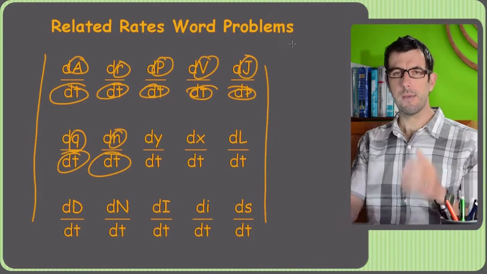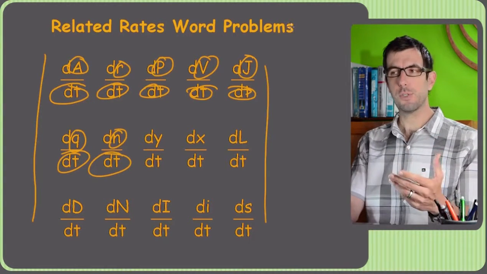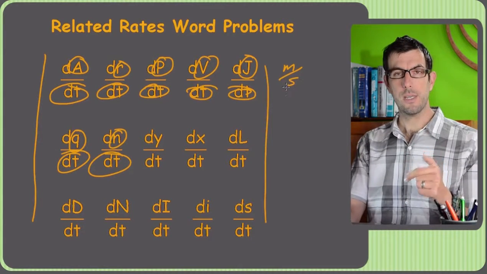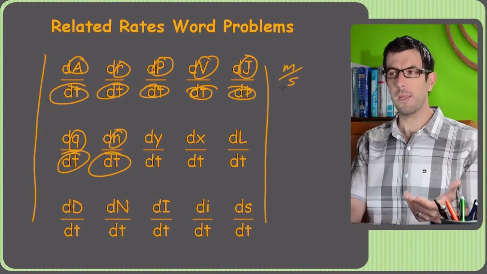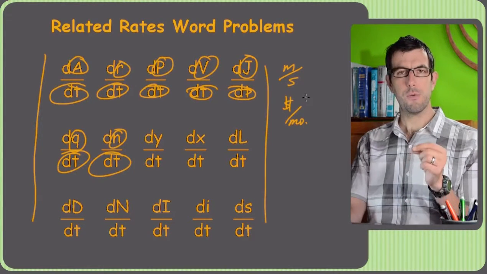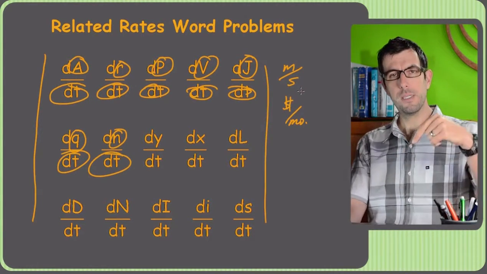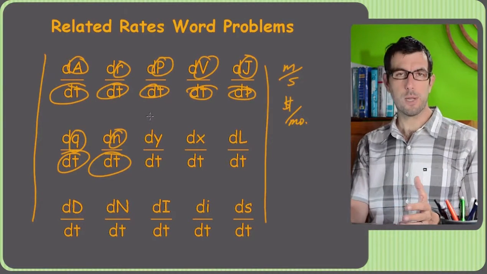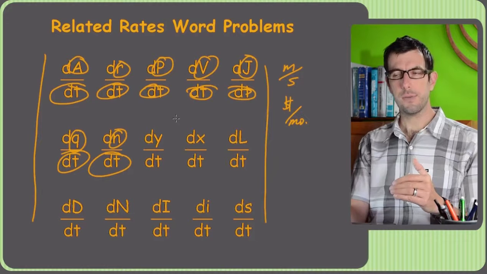So if we talk about how fast someone's driving, it's meters per second, right? There's time downstairs. If I asked you, how much do you pay in rent? Well, it's dollars per month. So a unit of time is always in the denominator whenever you're talking about rates. And that's why every derivative we're going to take is going to have a t downstairs.